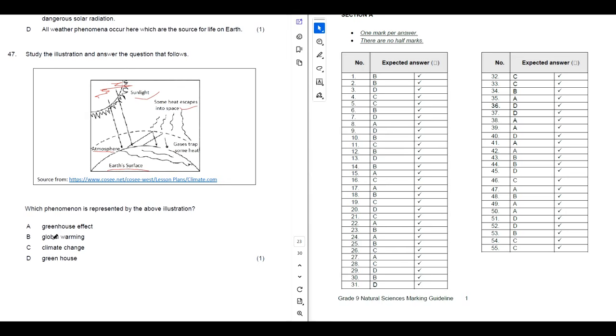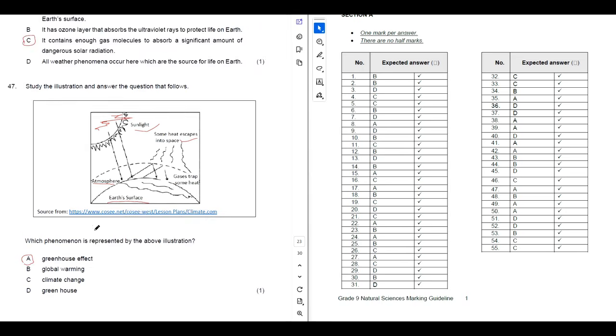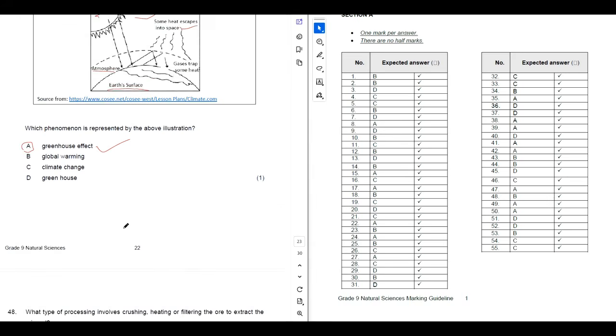And we can see that this is the greenhouse effect. So our answer will be A, right?